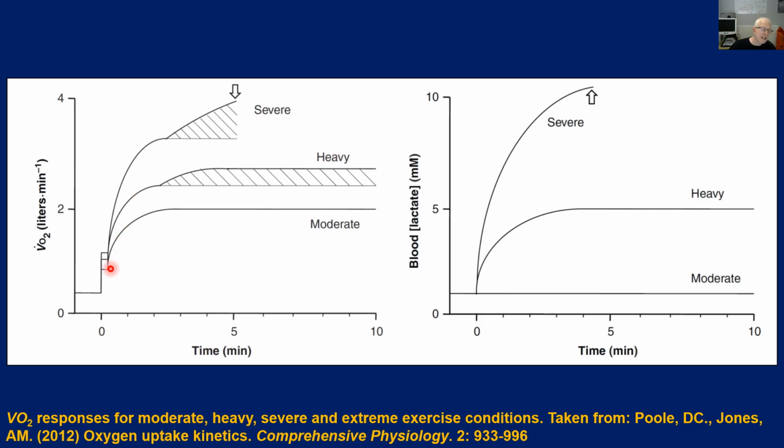And then in the severe domain, notice that the VO2 never reaches steady state. It keeps climbing and the deficit keeps getting bigger and bigger until we hit the point of volitional exhaustion, that is VO2 max. So not only are there differences in the responses at the onset of exercise in terms of phase 1, phase 2, phase 3, but there are also differences and understandings we need to make in terms of the kinetics of VO2 between our three exercise domains.